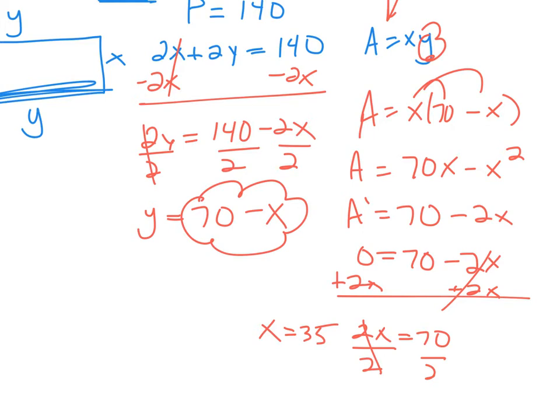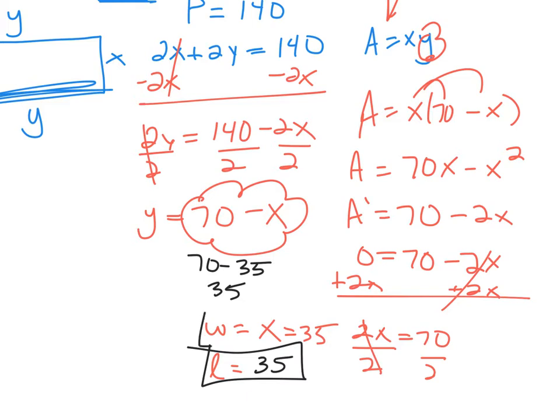And just make sure you guys are reading the question and seeing what it's asking for. It's saying, what are the dimensions? So I know my width is 35. My length, I'm just going to plug that into the y formula. And 70 minus 35 gets you 35 again. So my length is 35. So obviously we have a square. So I have my length is 35, my width is 35, and they want the area, the maximum area.